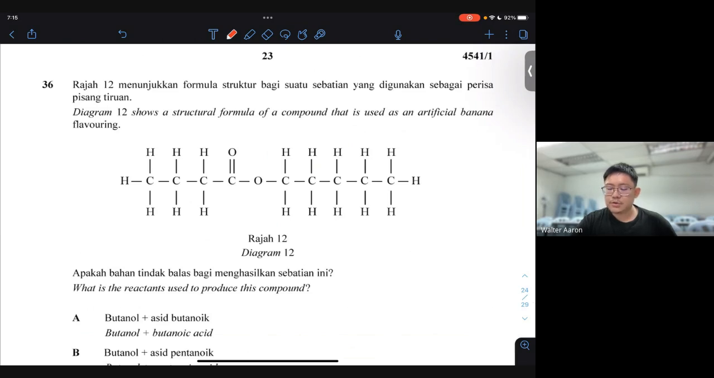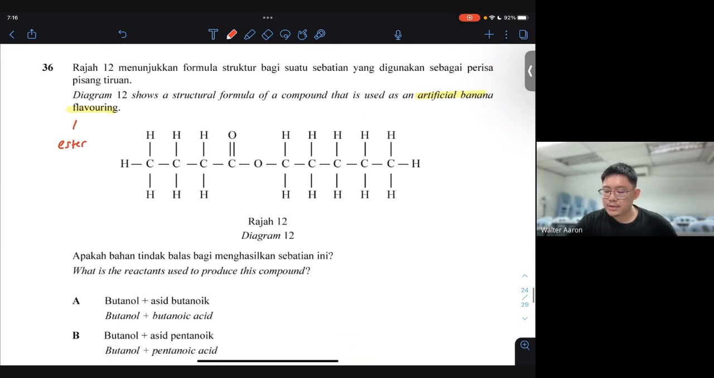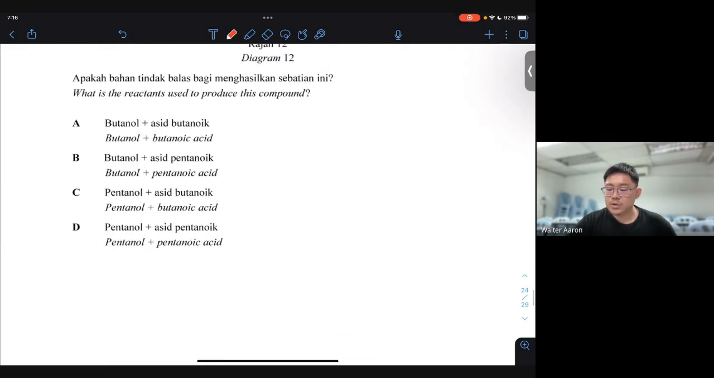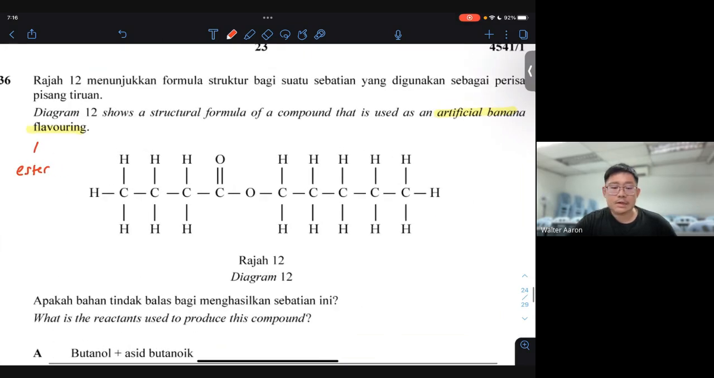36, diagram 12 shows a structural formula for a compound that is used in artificial banana flavoring. All right, whenever you see the word flavoring, you know for sure we are referring to an ester. Okay, so this whole structure is actually an ester compound. So what are the reactants used to produce this compound? Okay, they want a combination of acid and also alcohol that makes up this particular ester. So you must know where to draw the line. I would say here is where you draw the line.